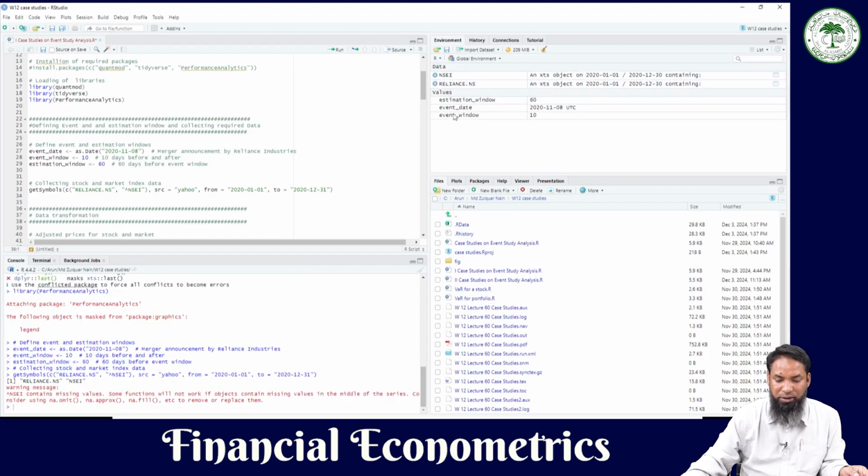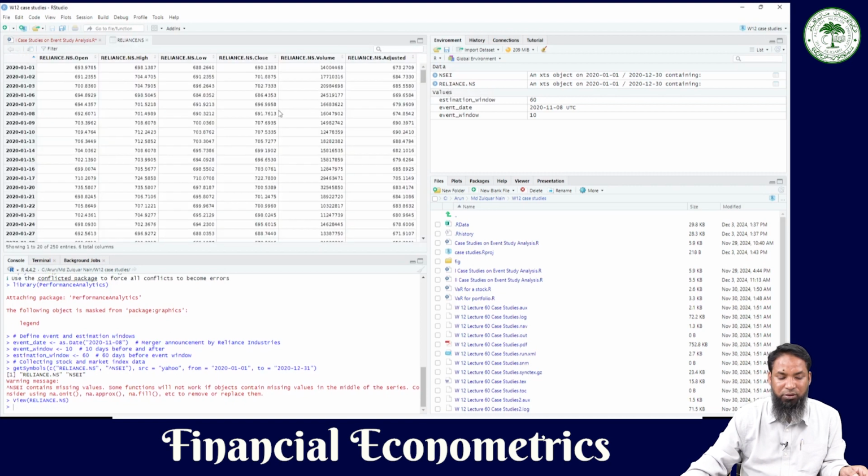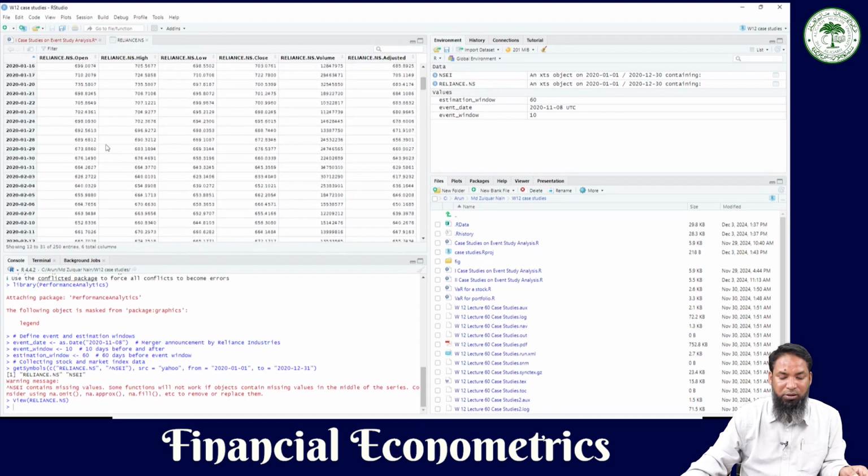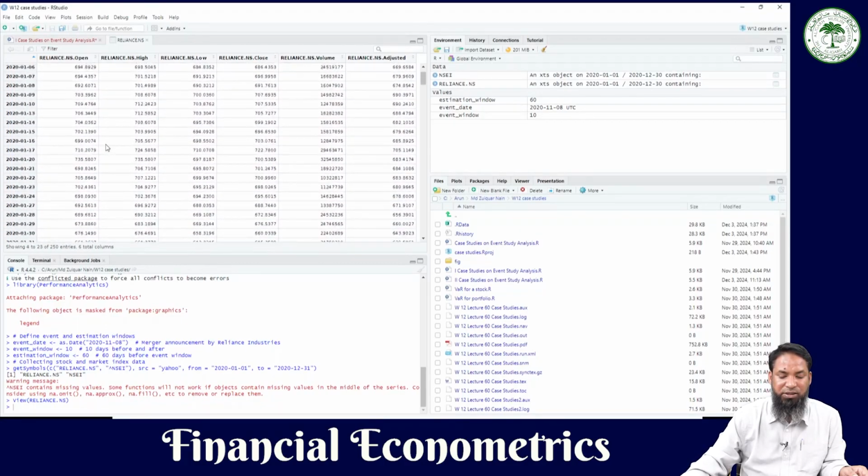So once we have downloaded the data, here you can see we have Reliance. Once we click on it, we have all the information stored here. The first is the opening price. Second is the high for that particular day. Low is the lowest of that particular day. Close is the closing price. And this is the volume, how much it has been traded. This is the adjusted price. Adjusted price we have already talked about, adjusted for any dividend, any stock split, for anything it is being adjusted here.